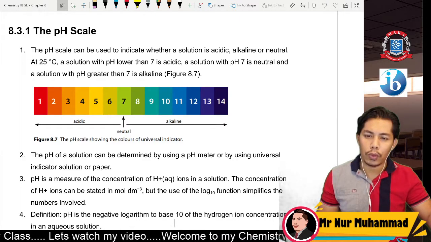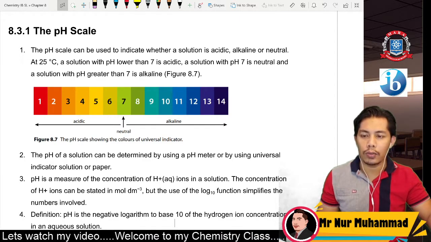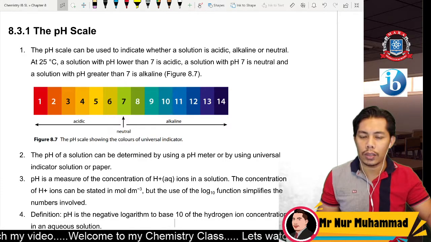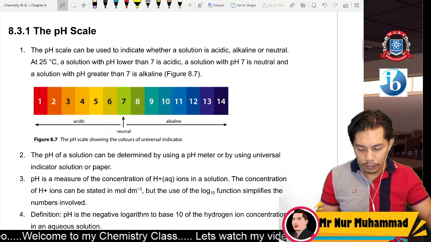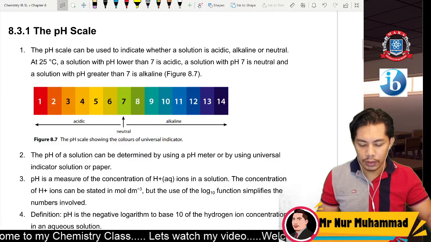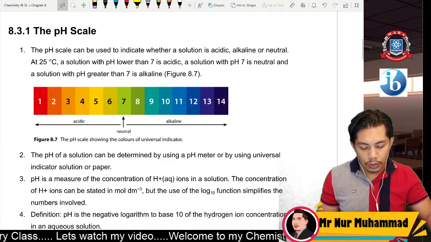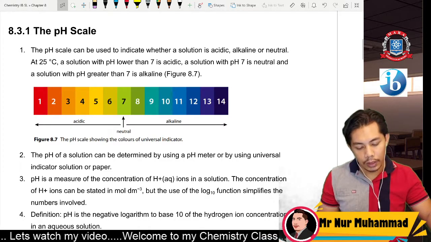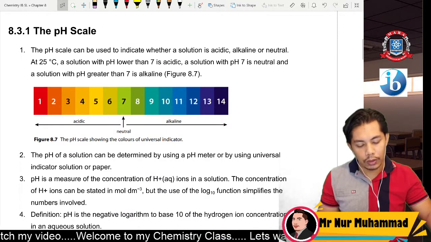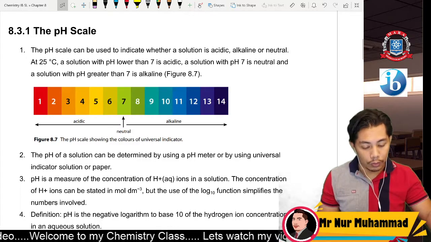So this is the level of the pH. It starts from 1 until 14. From 1 until 2, this is a strong acid, and 3 until 6 is a weak acid, 7 is neutral, and 8 until 12 is a weak base, 13 until 14 is a strong base.